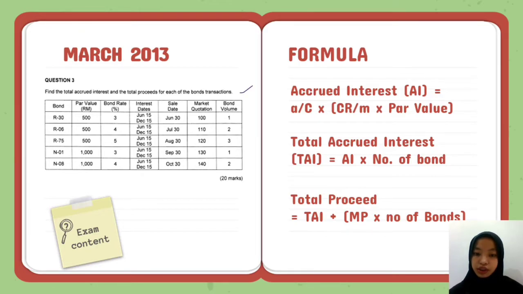Find the total accrued interest and total proceeds for each of the bond transactions. We can use these three formulas. Accrued interest equals A divided by C multiplied by the coupon payment, which is CR divided by M times the par value. After that, total accrued interest is accrued interest multiplied by the number of bonds. Lastly, total proceed equals total accrued interest plus total market price, which is market price times the number of bonds.